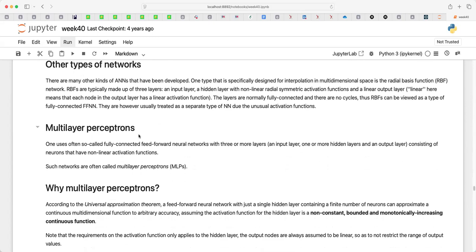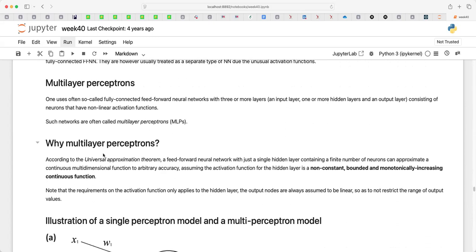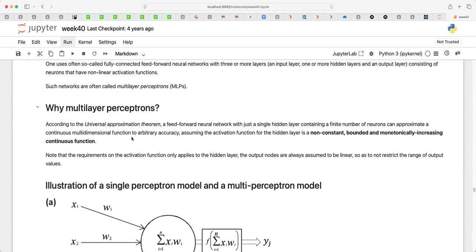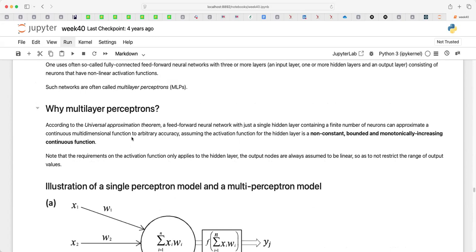So the type of system which we are going to look at now is something which is called a feed-forward or multi-layer perceptrons. There's a very important thing here. And I'm going to put that one in the notes next week in more detail. And that's called the universal approximation theorem.